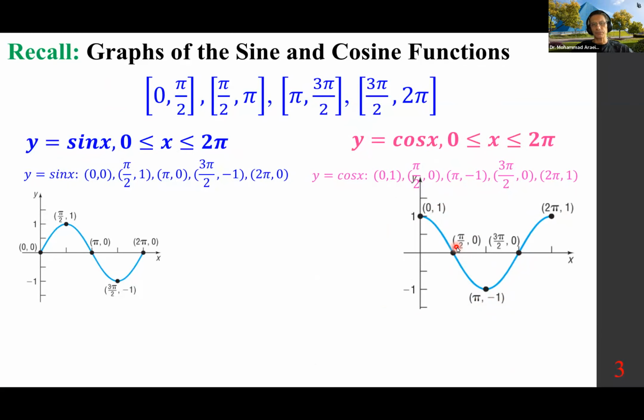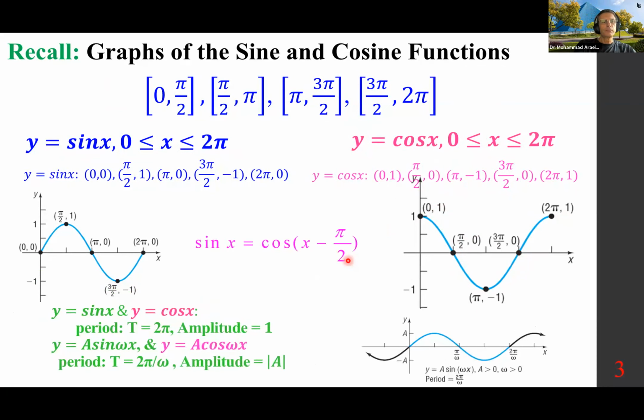Also we learned that sine and cosine are ultimately the same, but there's a phase shift of pi over 2. That's the meaning of that. So y equals sine and cosine, both of them have the same period 2 pi and the same amplitude 1. And if it's a sine omega x or a cosine omega x, they have the same period 2 pi over omega, and the amplitude is a. So that's the synopsis of what we covered.